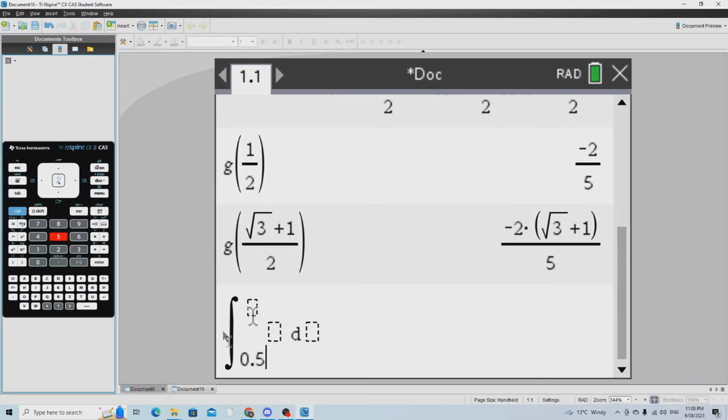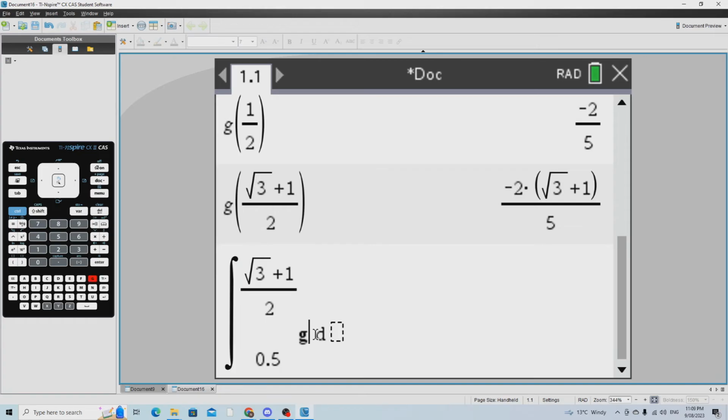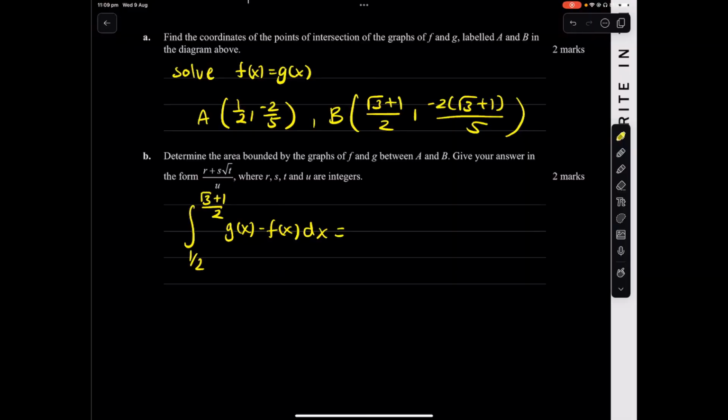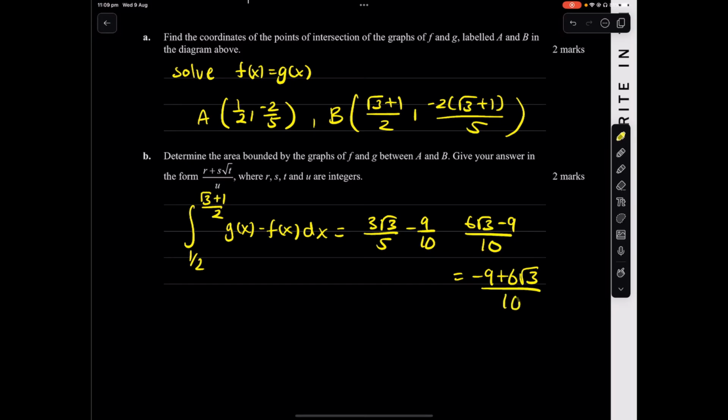So half is 0.5. Let's take this and put it over here. Move x minus f of x, x. And we get this. So we want it in this form. Let's write it: 3 root 3 over 5 minus 9 over 10. So it'll be 6 root 3 minus 9 over 10, which is negative 9 plus 6 root 3 all over 10. Yep, that's that.